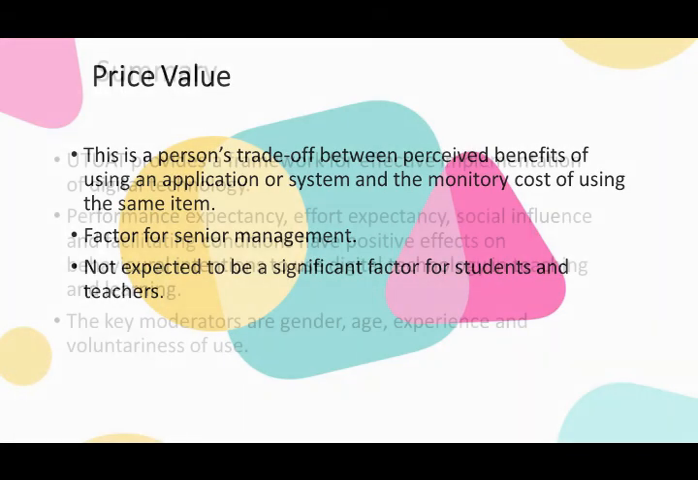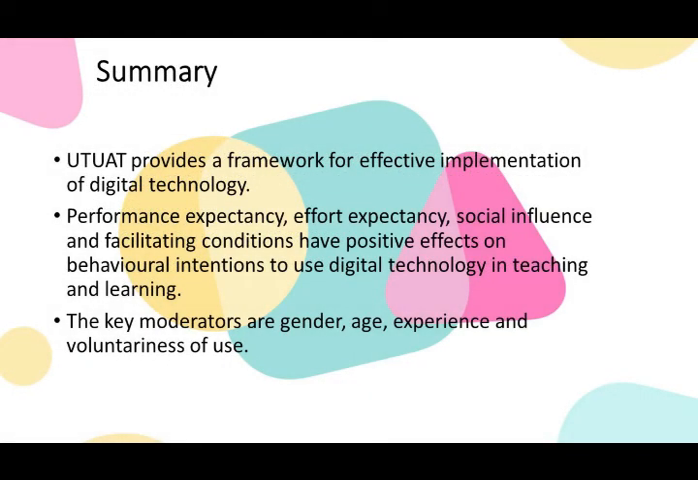Summary. Performance expectancy, effort expectancy, and social influence have positive effects on behavioral intentions to use digital technology in teaching and learning. UTAUT provides a framework for effective implementation of digital technology. It can be used to review the factors that are likely to influence the adoption of the digital technology in teaching and learning. The direct determinants of usage behavior are intention and facilitating conditions. Hedonic motivation, price value, habit and trust have also been observed to influence the adoption and use of digital technology. The key moderators are gender, age, experience and voluntariness of use.